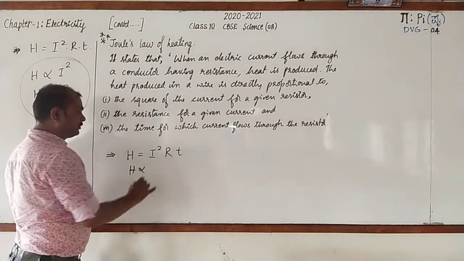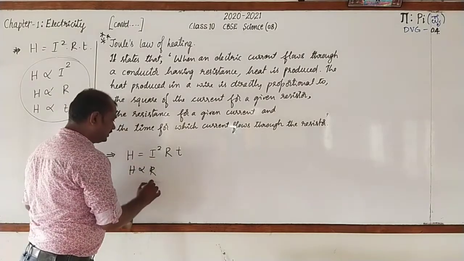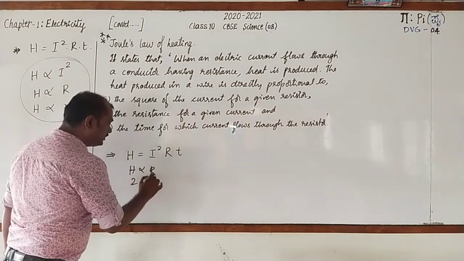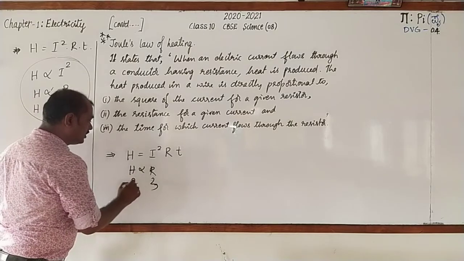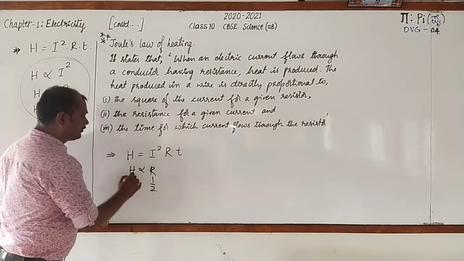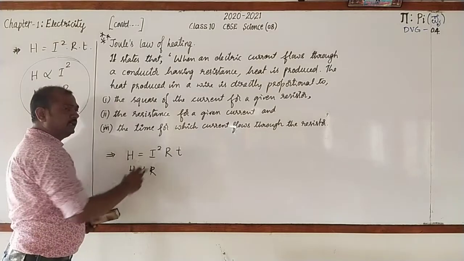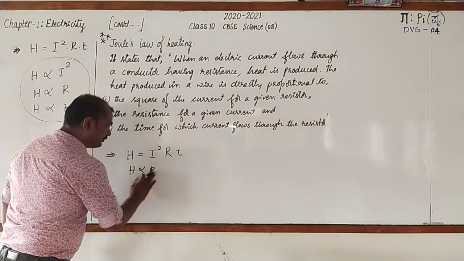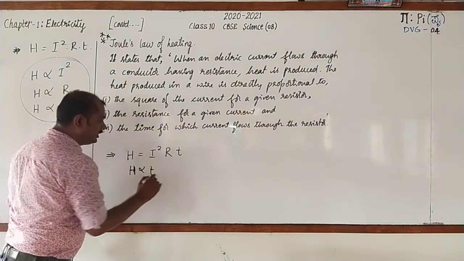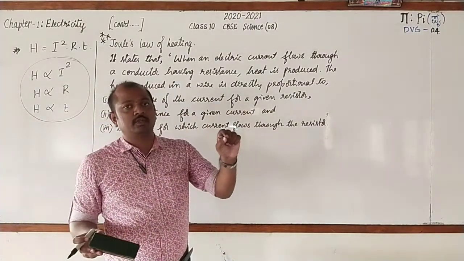Next, second one. We know that H is directly proportional to R. When the resistance is doubled, heat also increases by 2 times. When resistance is tripled, the amount of heat energy increases by 3 times. When it is reduced to half, heat is also reduced by half. In the same way, time, we know that heat energy is directly proportional to time. When time is doubled, suppose we allow the current to flow through the circuit for about 5 minutes.